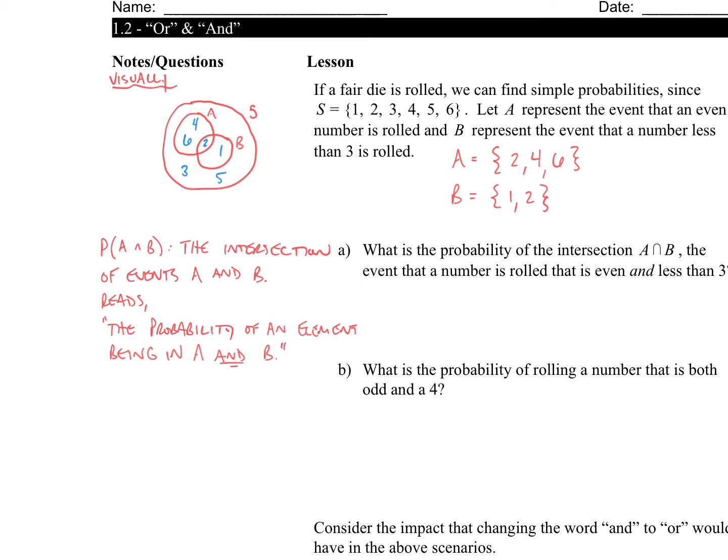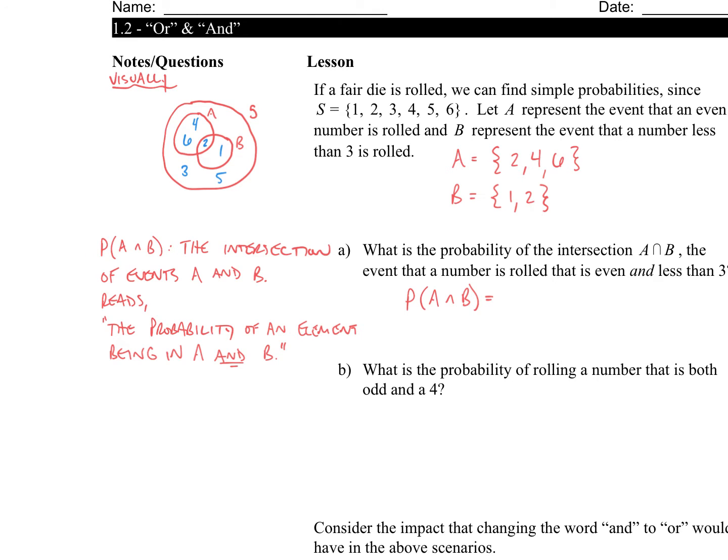So this is a visual representation of what we have going on. Numbers 1 through 6 are all in the sample space. We have some values that are in A, some are in B, and there's one that's even in the overlap of A and B. So when we're looking for the probability of A and B, we need to know how many elements there are in A and B. We're looking for the event that a number is rolled that is both even and less than 3.